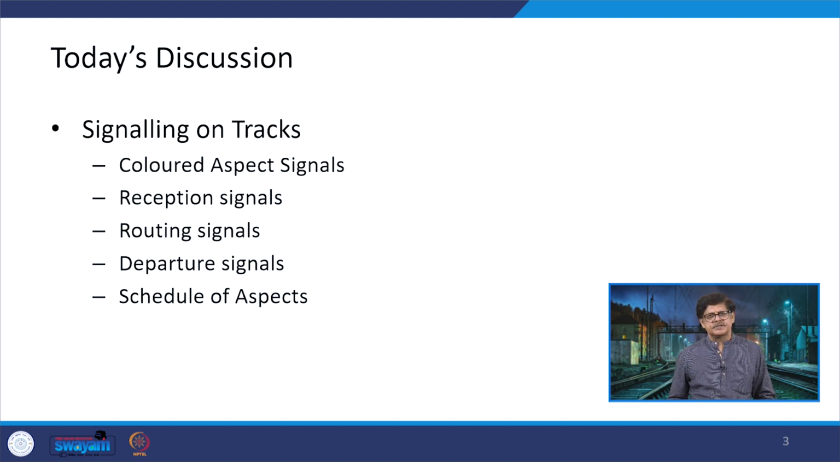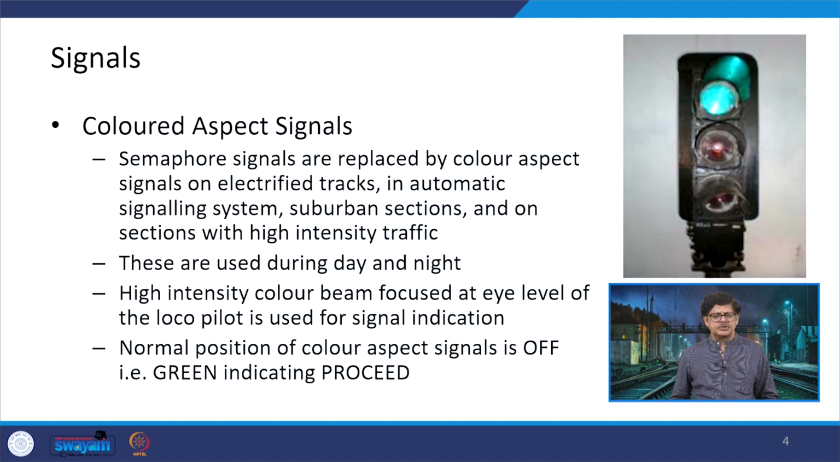In today's discussion we will take it forward and first talk about the colored aspect signals. Then we will move to the specific types of signals provided in the station limits, marking the station limits with respect to the block limits, in terms of the reception signals, routing signals and departure signals, and finally the schedule of aspects will be taken up. So, starting with the colored aspect signals.